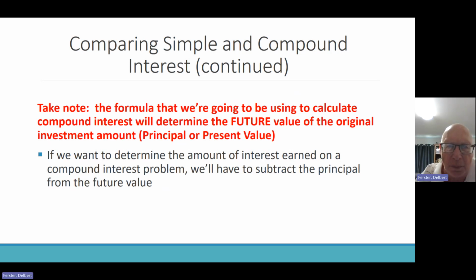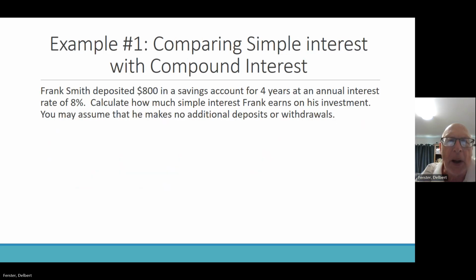All right, here we go. So here's your example. Frank's going to deposit $800. He's going to let it sit for 4 years. All right. And the interest rate is 8%, and we're compounding annually. Okay, so he's going to let that thing sit for a year, then they're going to add interest. Then he's going to let it sit for a second year, and they'll add interest on his initial $800 plus what he earned in the first year.